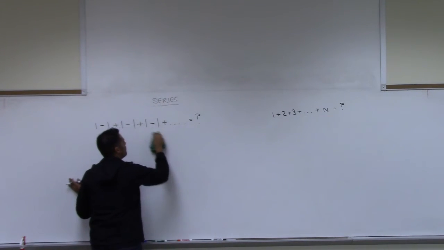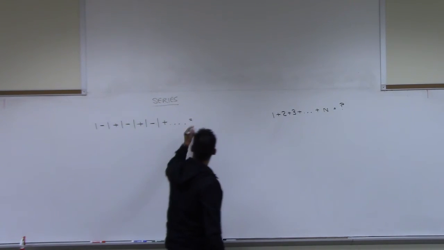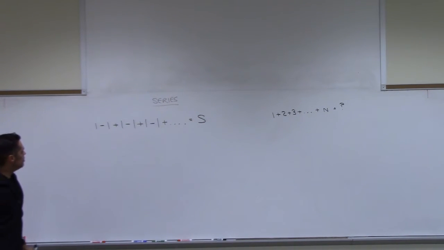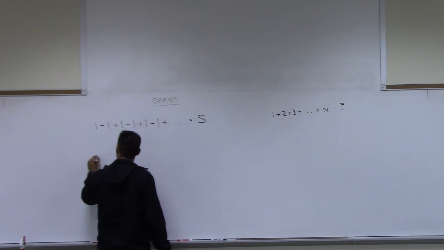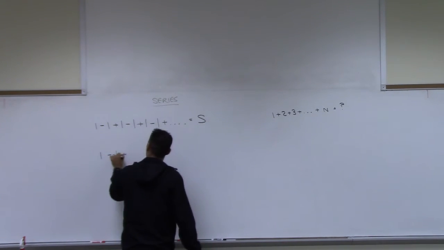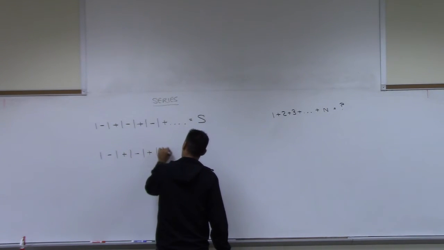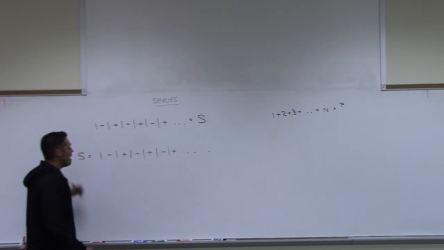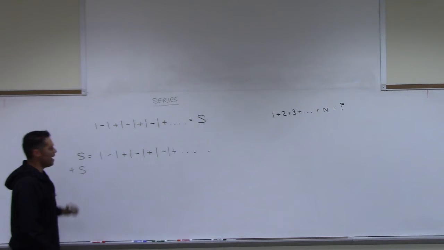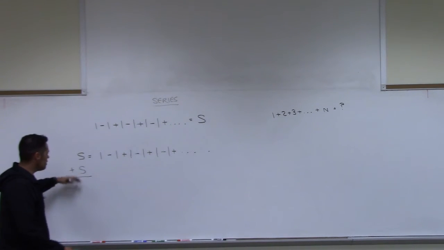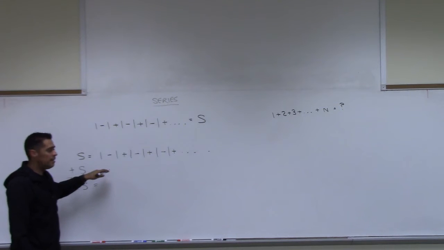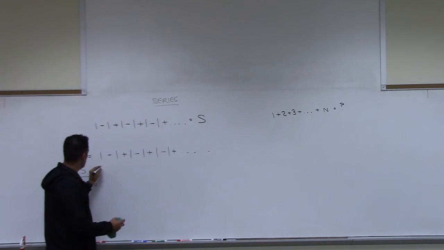Let's just call this S. Can we call it S for sum? Then do you agree that if I did this, 1 minus 1 plus 1 minus 1 plus 1 minus 1 plus, so that's S. And then I take that S and I add to it another S. When I add those together, what should I get? 2 S's, right? But what would 2 S's be equal to? Well, I'd have to put another one of these, right? And add.